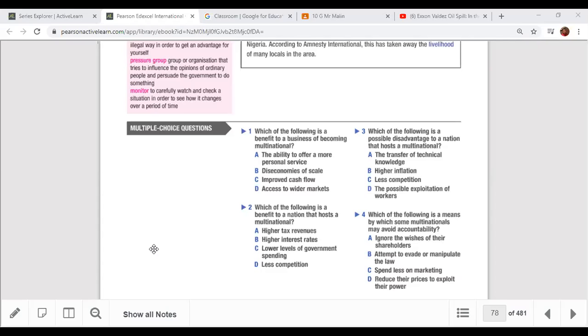Multinationals may avoid accountability, and you can see there are certain things they are doing. Lack of accountability: they are so large and powerful that they are able to evade the law. How do they evade the law? Attempt to evade or manipulate the law, that's B, the answer. That is the multinational power they are using. How are they manipulating the law? Because they have that multinational power.